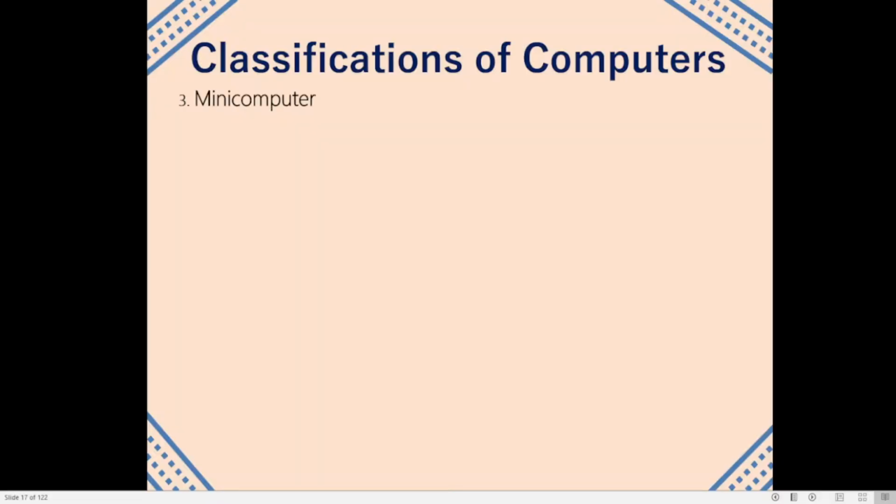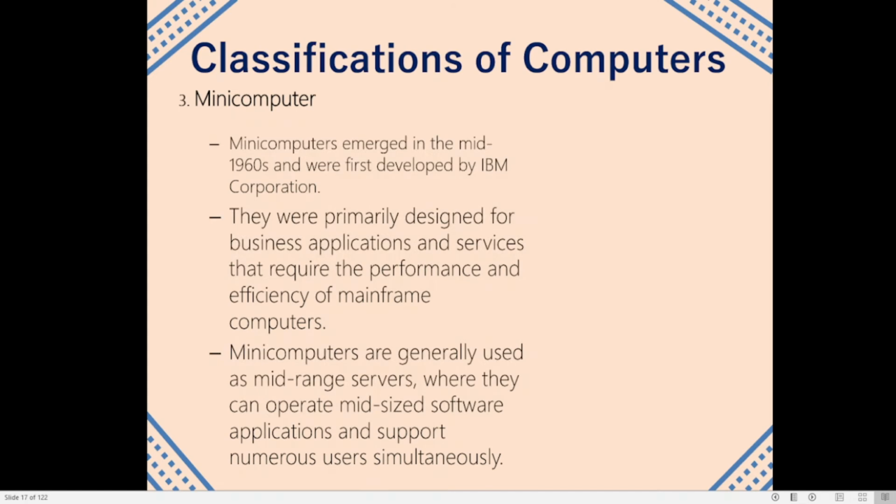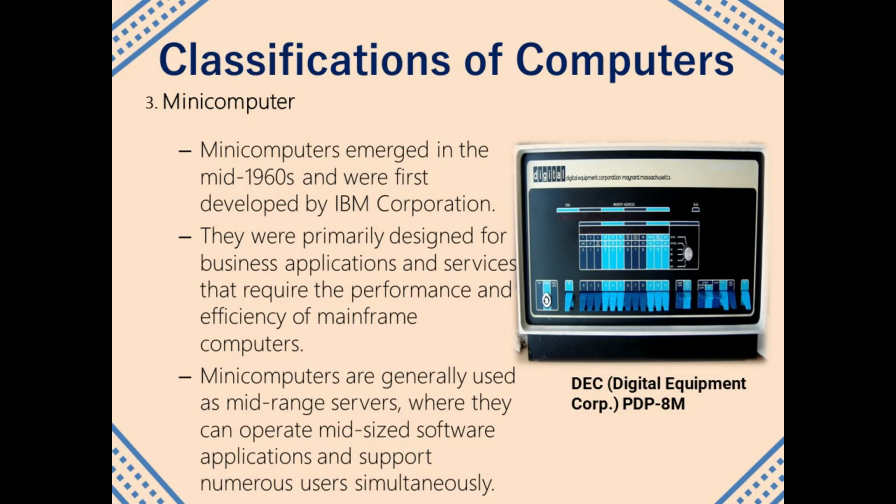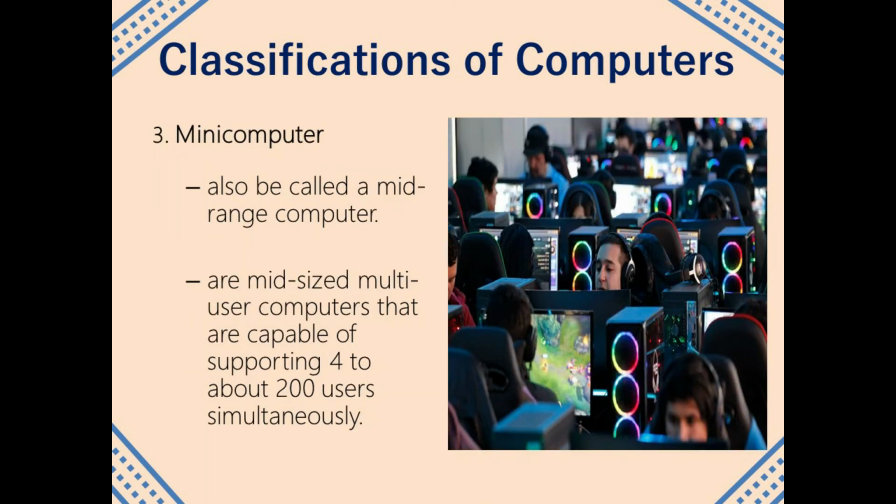The next classification of computers is what we call the minicomputer. It emerged in the mid-1960s and were first developed by IBM Corporation. They were primarily designed for business applications and services that require the performance and efficiency of mainframe computers. It is generally used as mid-range servers where they can operate mid-sized software applications and support numerous users simultaneously. It is also called a mid-range computer. It is a mid-sized multi-user computer that is capable of supporting 4 to about 200 users simultaneously.